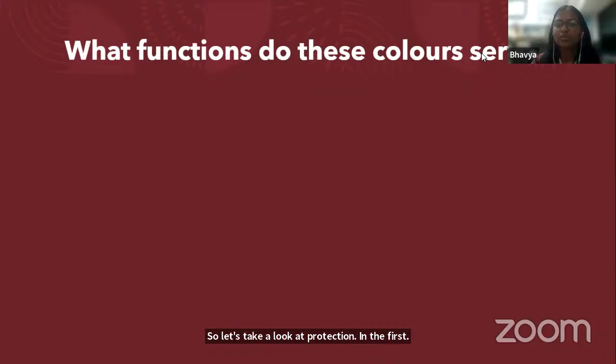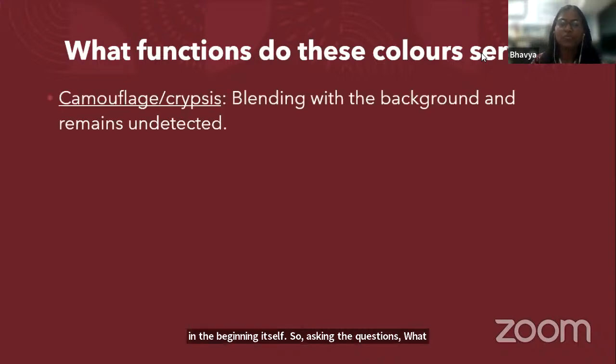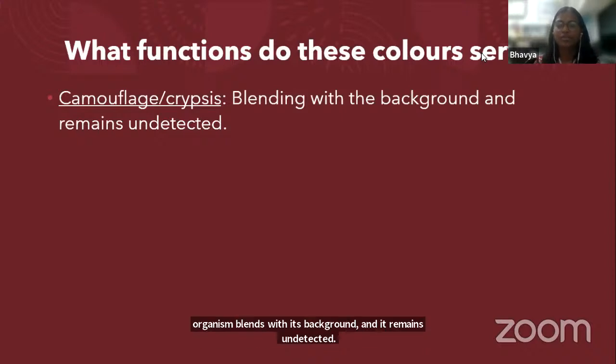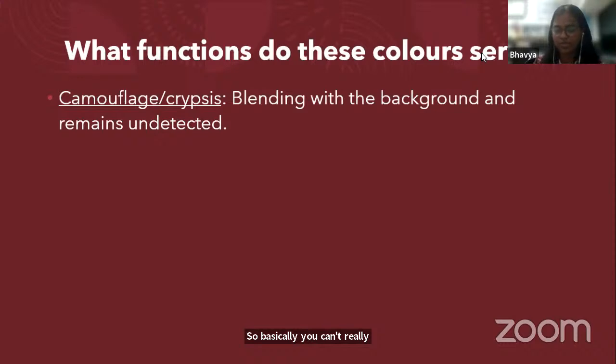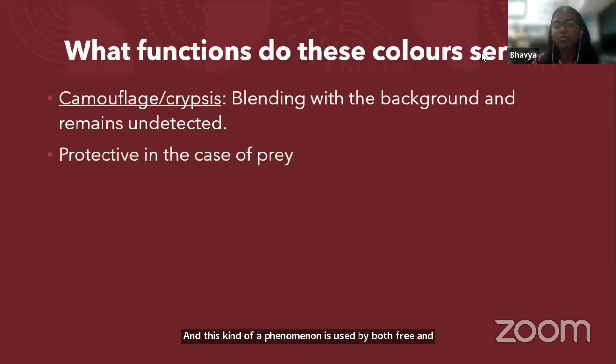So asking the question, how do these colors serve the function of protection? One of the ways in which this has been established is through this phenomenon known as camouflage or crypsis. And this is a process in which an organism blends with its background and remains undetected. So basically, you can't really identify this organism amongst the background that it is present in. And this kind of phenomenon is used by both prey and predator organisms. And for prey, it's often protective, which is the idea that you go undetected by your predator.